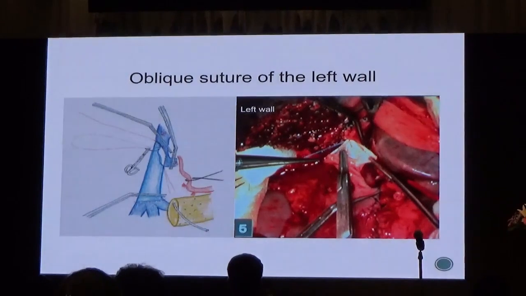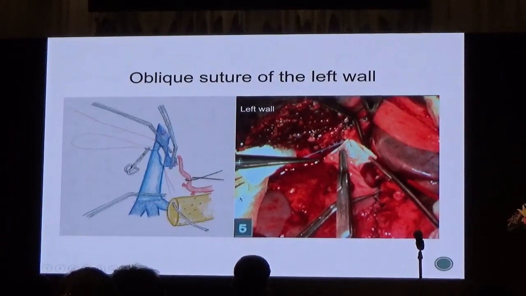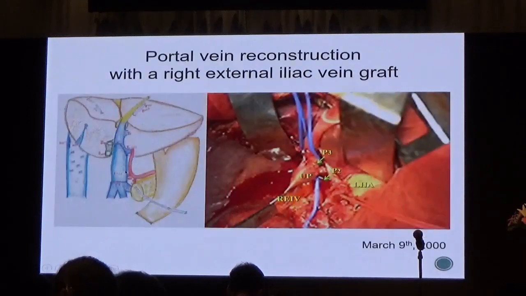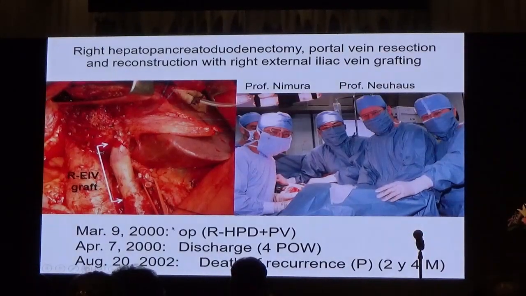And here, firstly, the left side of the obliquely incised left portal vein is anastomosed by a running suture of 5-0 Prolene. And next, the right side wall is anastomosed. And the oblique anastomosis was completed. And here you see a reconstructed portal vein. The distal end of the anastomotic site is up to the umbilical portion of the portal vein.